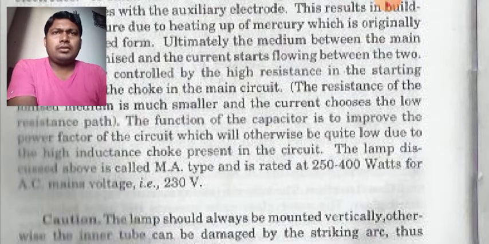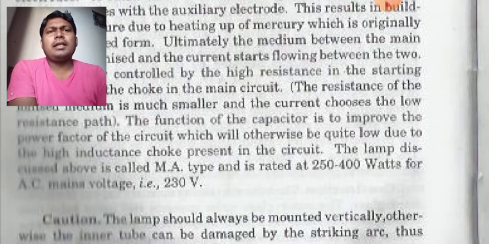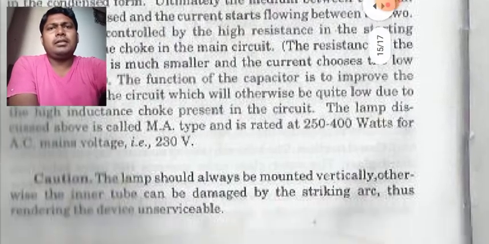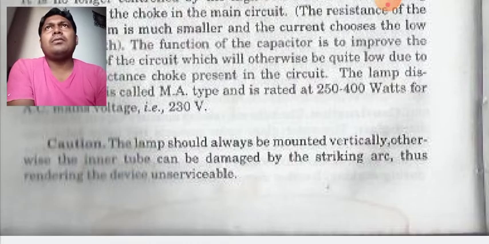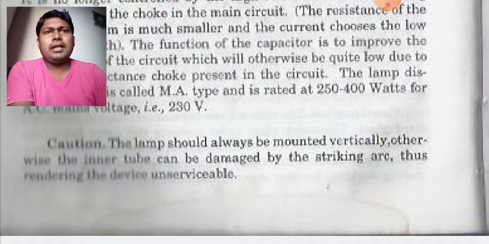Now there are some cautions also, or some things which we should not do with this kind of lamp. The lamps should always be mounted vertically, otherwise the inner tube can be damaged by striking arc. So a mercury arc lamp should always be used vertically, right? If you do not use it in a vertical position, what will happen? The lamp will be permanently damaged by striking arc, thus rendering the device unserviceable. That means it will be permanently dysfunctional.